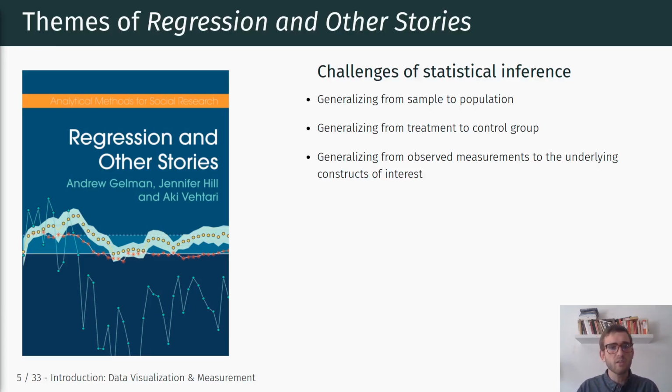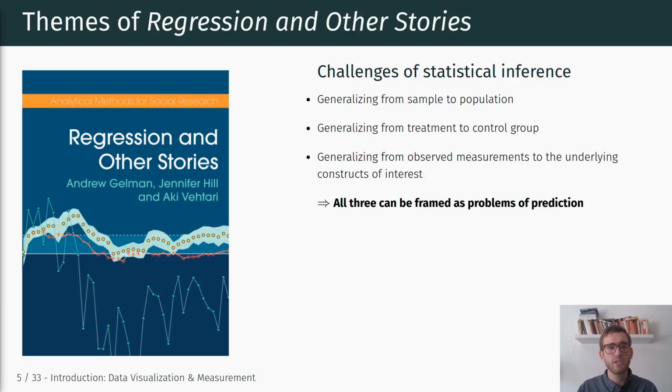Okay, so those are the three main challenges of statistical inference, and the key insight and the key theme of the book is that all these issues, and I alluded to this to some extent, can be framed as problems of prediction, right? So when we generalize from a sample to the population, ultimately this is a prediction problem where we have a sample that we want to use to make a prediction about what the population would look like.